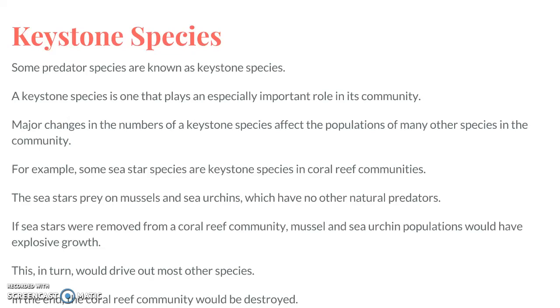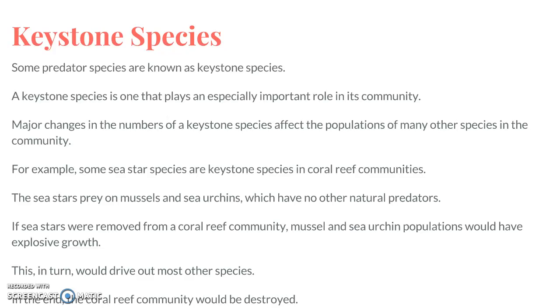So the example that is provided for you on this slide talks about sea stars. They are a keystone species in coral reef communities because sea stars prey on mussels and sea urchins, which have no other natural predator. So if there are no sea stars present, then the mussel and the sea urchin populations are going to increase very rapidly. So the sea stars help maintain that balance.